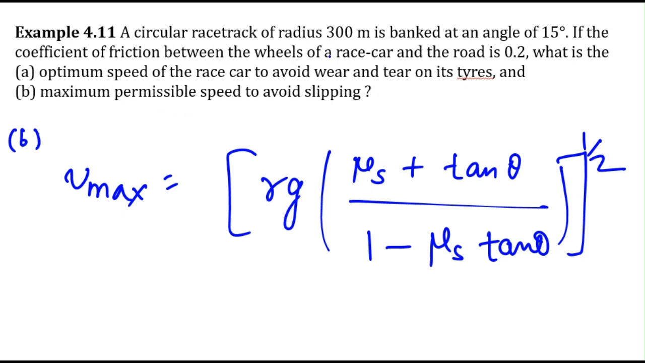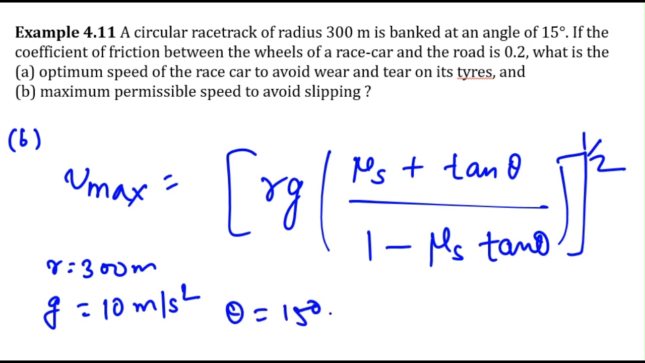Here we have r equal to 300 meter, and g we can take as 10 meter per square second, or 9.8 meter per square second, if nothing is mentioned. Theta here is 15 degrees, and mu s is also given, that is 0.2. We just need to put these values in the expression and calculate, and v max will be nearly 38.1 meter per second.